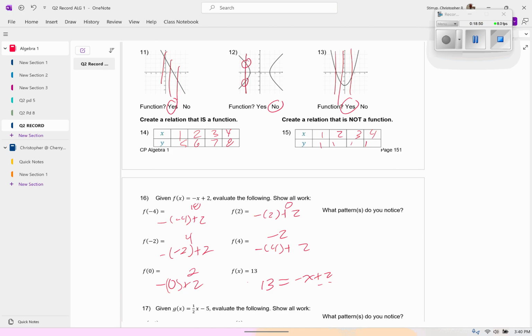And then solve this, subtract 2 from both sides. So I get 11 equals negative x. Flip it over, multiply both sides by a negative. X equals negative 11.